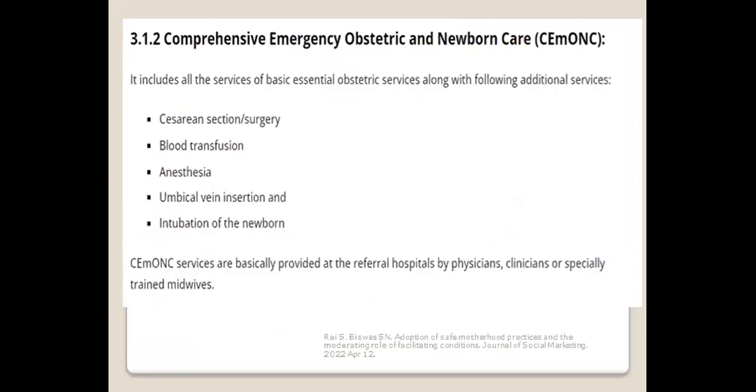Then comes comprehensive emergency obstetric and newborn care, which is another level. It includes all the basic essential obstetric services which I already told, with the following additional services required. It includes surgical interventions such as cesarean section or surgery, blood transfusion, anesthesia, umbilical vein insertion or catheterization, and intubation of the newborn. The comprehensive emergency obstetric and newborn care is basically provided at referral hospitals by trained physicians, clinicians, or specially trained midwives, whereas basic emergency obstetric and newborn care can be provided at primary healthcare level by skilled birth attendants or midwives.